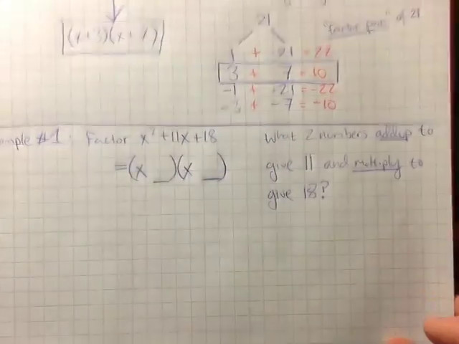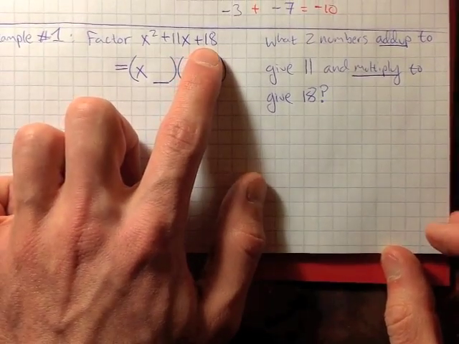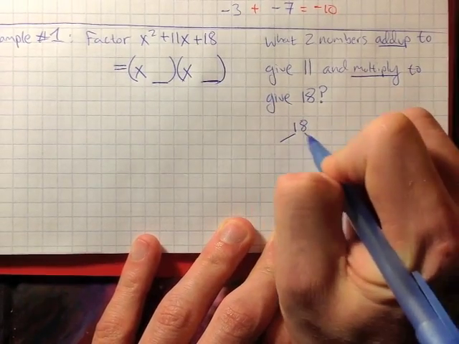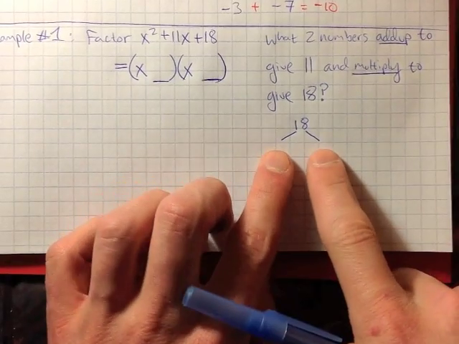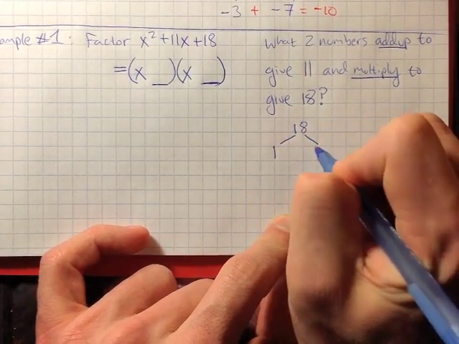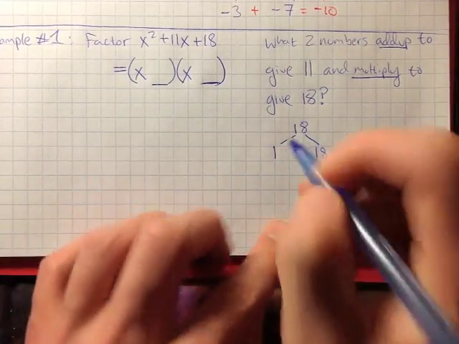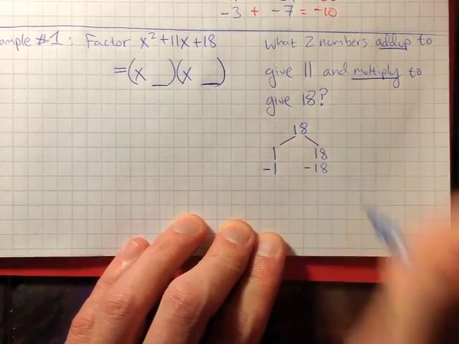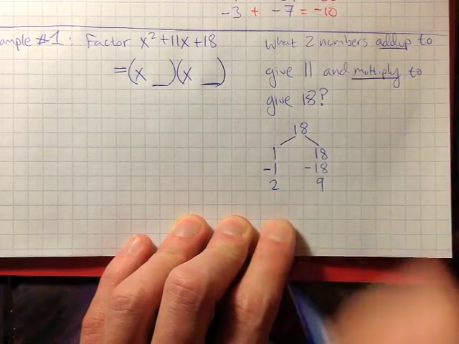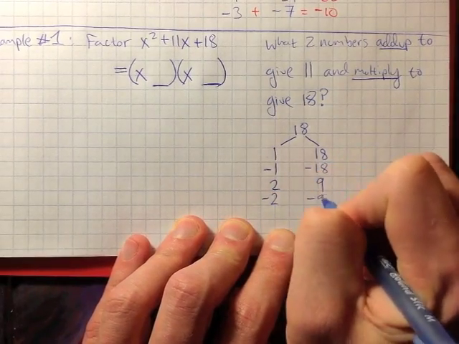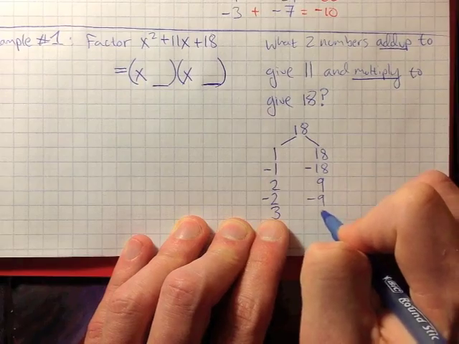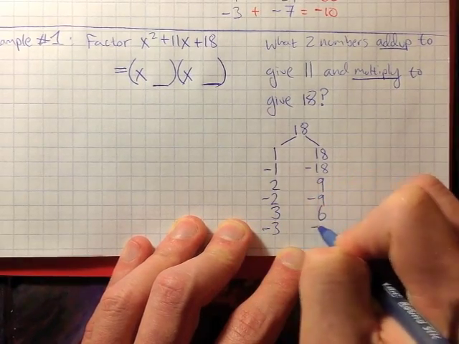So in this case, let's make a list of factor pairs of 18. I'm going to write down 18, have two lines coming from it, and then list pairs of numbers that multiply to equal 18. Well, first thing I can think of is 1 and 18. Now, if 1 and 18 work, negative 1 and negative 18 also work. How about 2? 2 times what equals 18? 9. If that works, then so does negative 2 and negative 9. What else? How about 3 and 6, and negative 3 and negative 6?